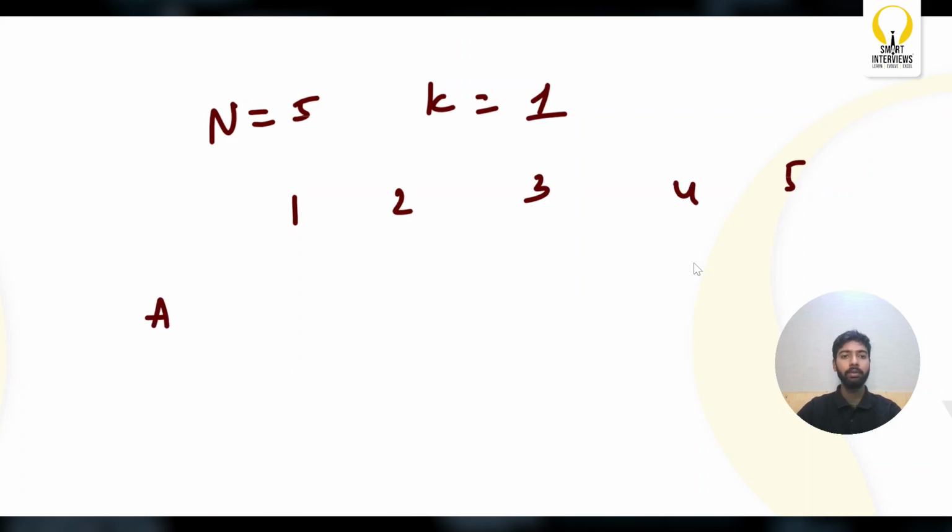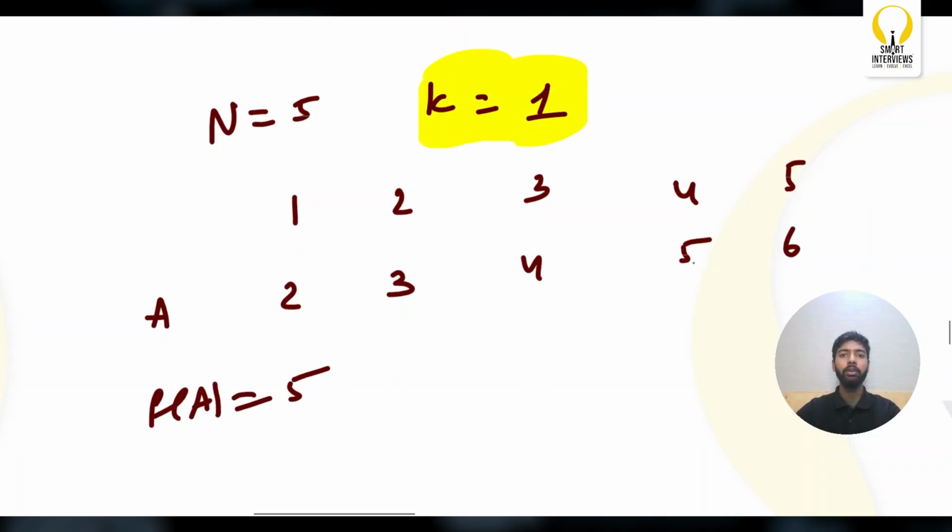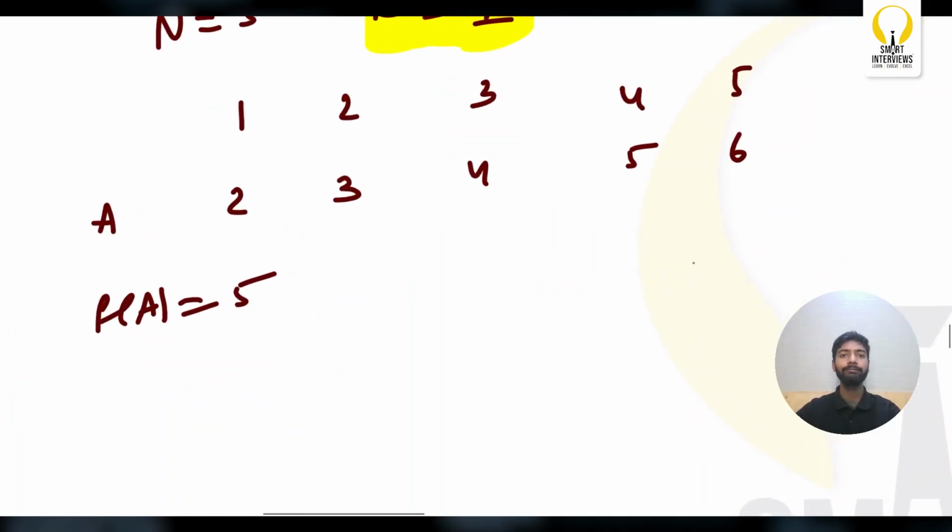A will be 1 plus 1, 2, then 3, 4, 5 and 6. How many distinct elements? So F of A is equal to 5. But what is our motive? Our motive is to have only one distinct element. What should I do to get one distinct element? All the elements in A should be similar, should be the same.